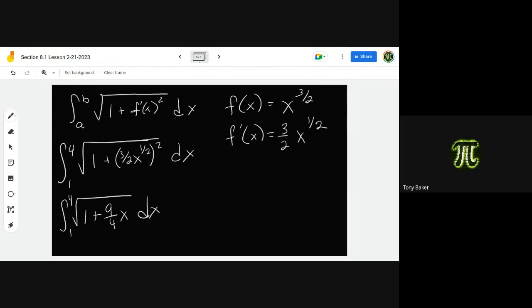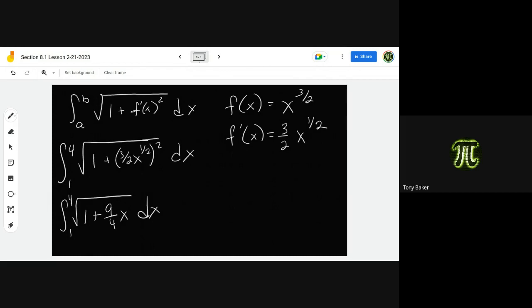Can I take the square root of that? Yeah, but to do the square root, I have to do the square root of the whole thing. I can't just do it in pieces, right? So there's no way to break up or factor out 1 plus 9 over 4x to get it as a square to get rid of the square root. So at this point, there's really no way for me to simplify down this square root. So we can't simplify.